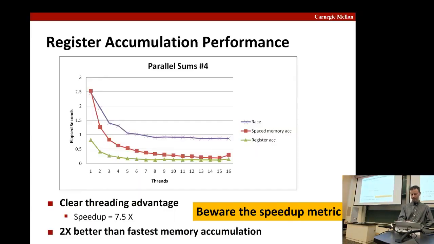And you get better performance still, right? You get this green line. Okay, so red was the best from the previous graphs, and now we get green. So the total speed up is 7.5. It's basically 2x faster than the fastest memory accumulation version, which is this red curve.